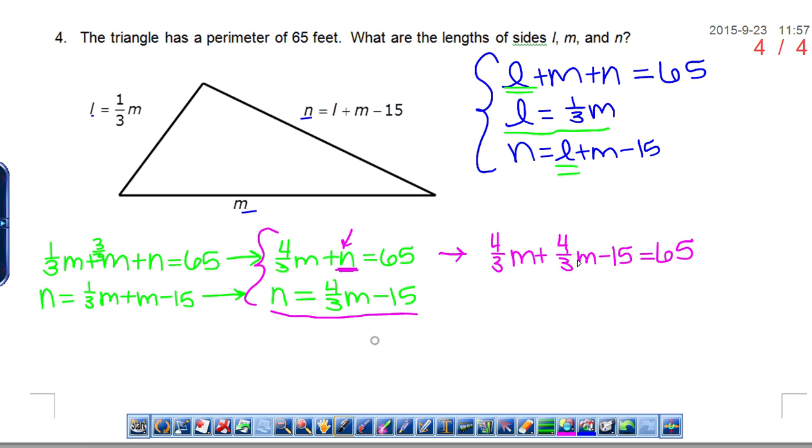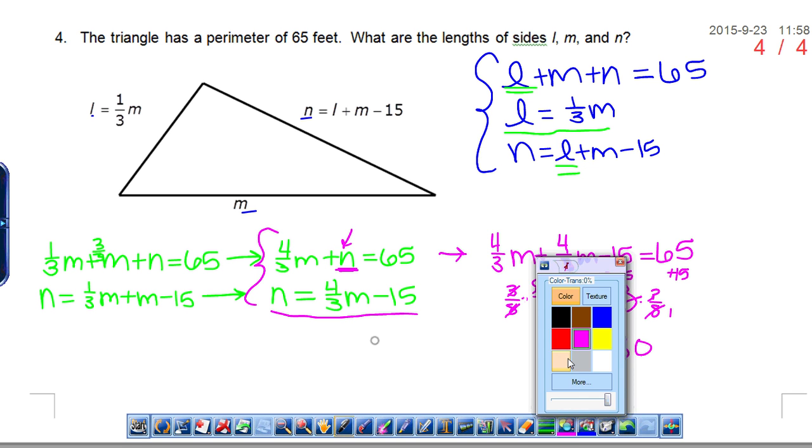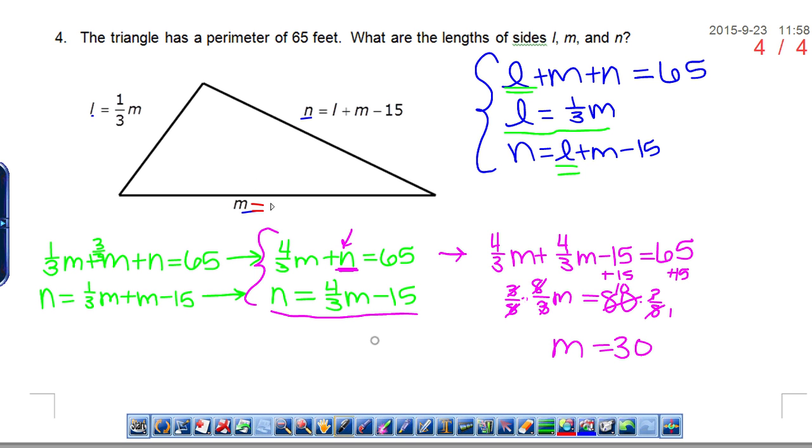Okay, 4/3 plus 4/3, that's going to give me 8/3 M. If I add 15 to both sides, I'm going to get 8/3 M is equal to 80. To get rid of that 8/3, I'm going to multiply both sides by the reciprocal, 3/8. I do that so that these will cancel. 3's and 8's both cancel. So M is equal to, think about it, 8 goes into 8 one time, 8 goes into 80 10 times, so 10 times 3 is 30. So we just found that M is equal to 30.